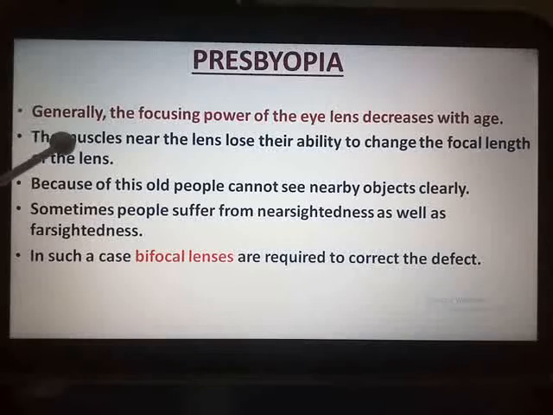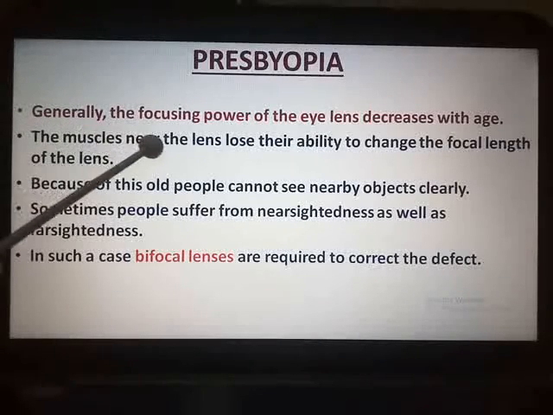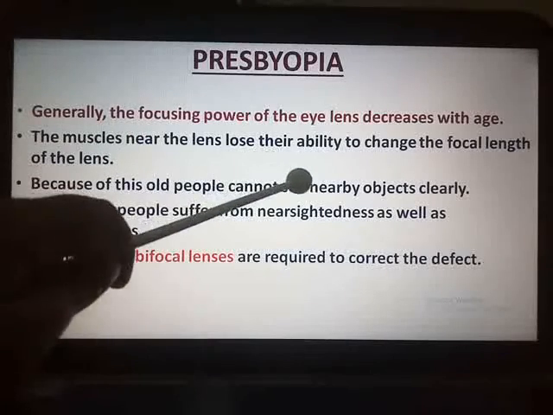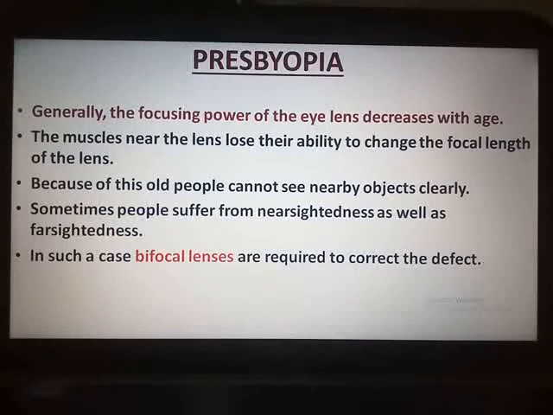The ciliary muscles which hold the lens lose their ability to change the focal length of the lens. You have studied about the power of accommodation, the capacity of the lens to change the focal length. So as the muscles become very loose due to age, they lose their ability to change the focal length, as a result of which old people cannot even see the nearby objects clearly.